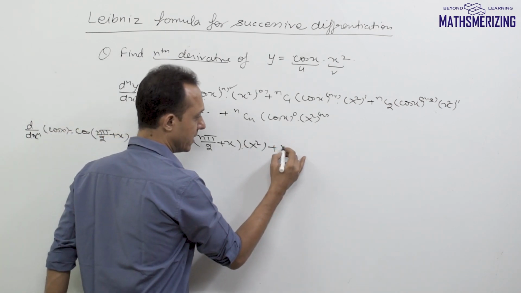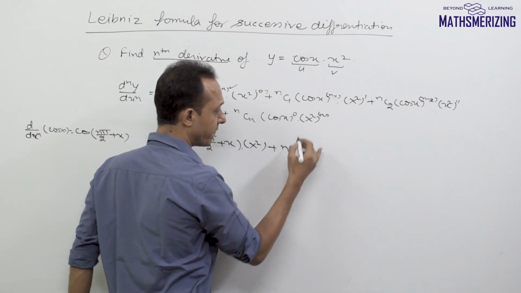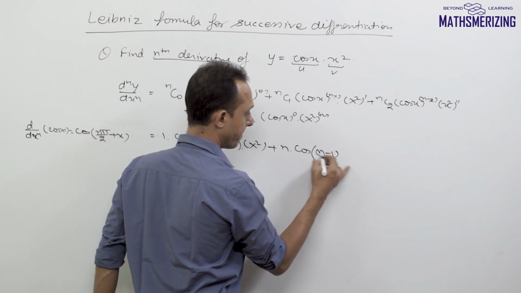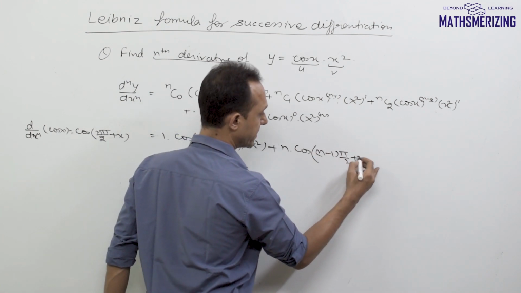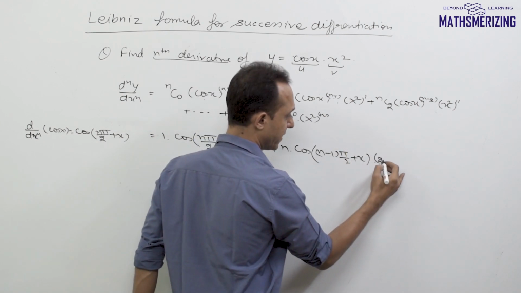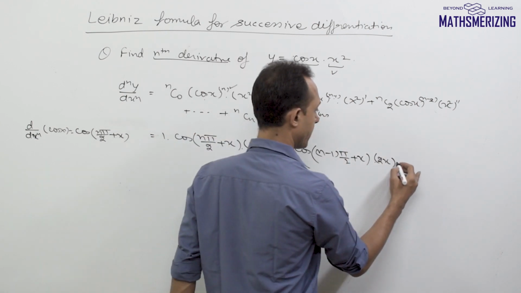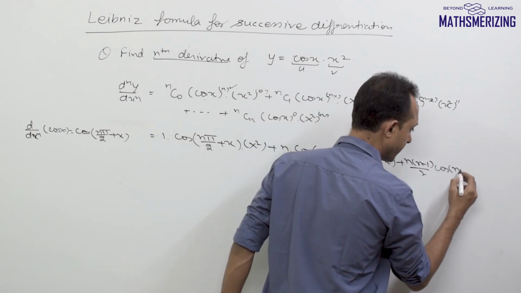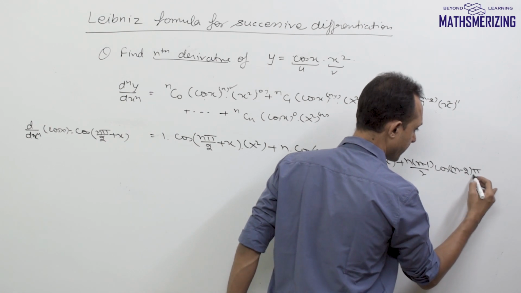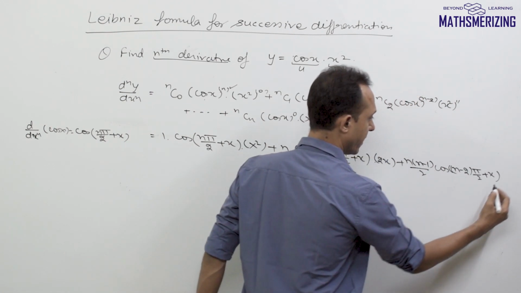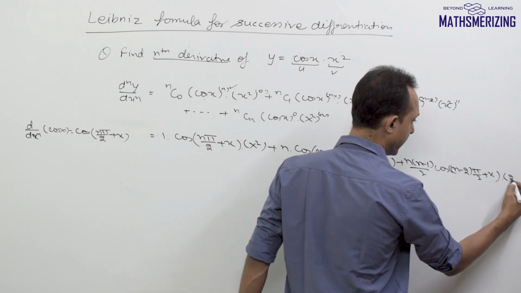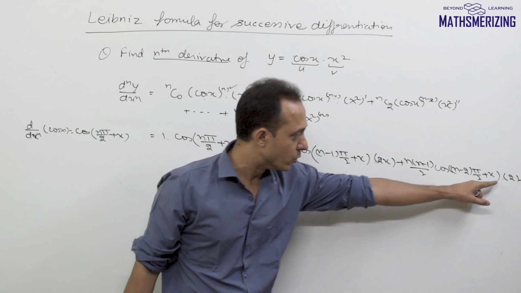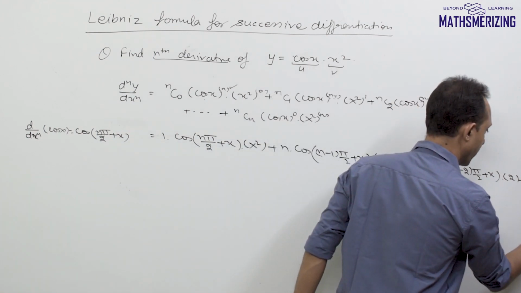Now nc1 will be simply n. Now n minus 1th derivative of cos x will be cos of n minus 1 pi by 2 plus x, and then derivative of x square, first derivative 2x, plus nc2 is n into n minus 1 by 2, cos of n minus 2 pi by 2 plus x, and then derivative of 2x will be simply 2, and hereafter all the successive derivatives of this 2 will be simply 0. So all other terms will be simply 0.